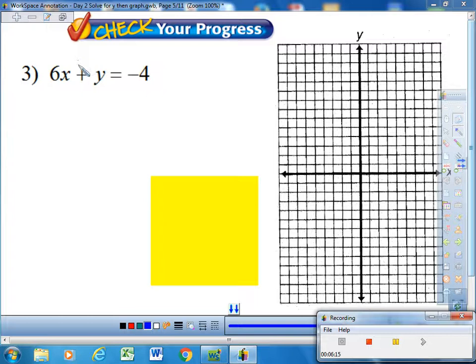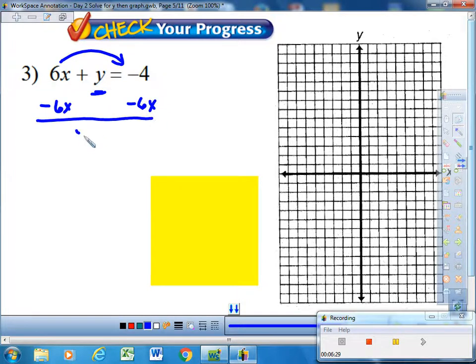Okay, you should have solved by now. If you haven't, press pause so that you can continue to solve and graph. But let's solve this for y. Remember, you want the y by itself, so you're going to move the 6x over by subtracting 6x. Bring down your y equals. Remember, those are not like terms, so you just list them. And now your equation is in y equals mx plus b form.